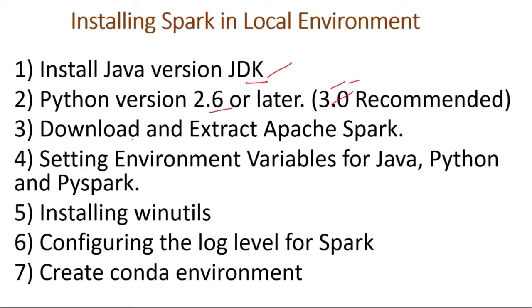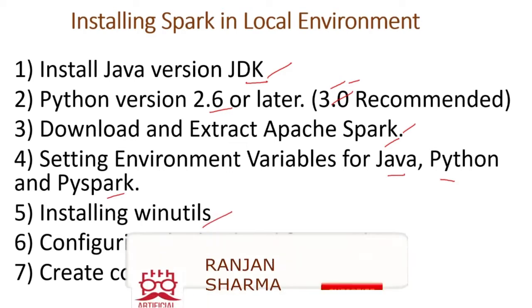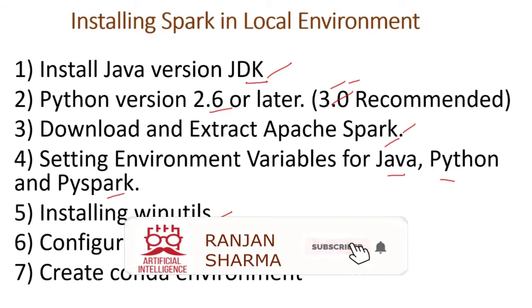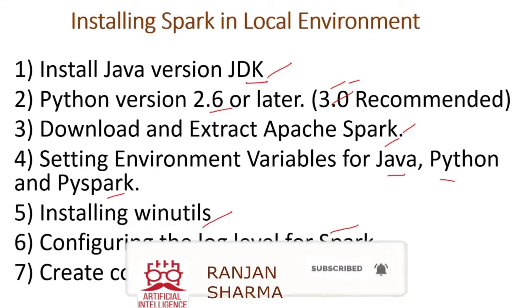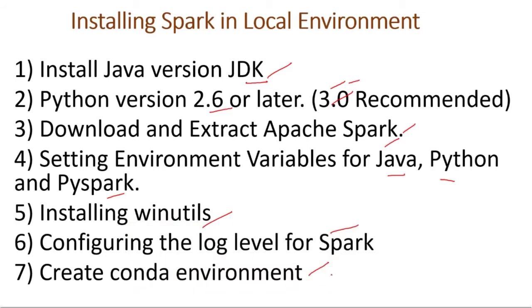Then we have to download and extract Apache Spark. There is no process of installing Spark. We just have to extract it. I will show you. And then we will set the environment variables for Java, Python, and PySpark. Then we will download the WinUtils file. After that, we will configure the log level for the Spark environment. Then we will create a Conda environment, so that we can use PySpark in our Jupyter notebook.